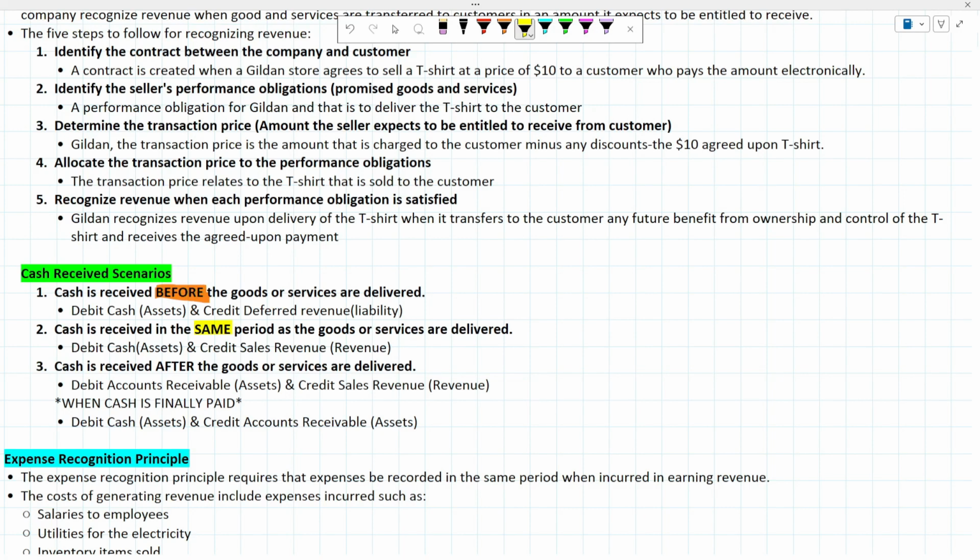3, cash is received after the goods or services are delivered. You want to debit accounts receivable because it's going to be received later on account, and credit sales revenue in the revenue account. So when cash is finally paid, in the future now, we want to debit cash, assets, as our cash is increased since we just received the cash, and we want to credit accounts receivable for the same amount that we debited to cash.